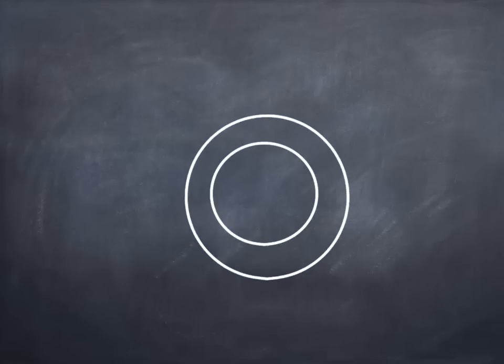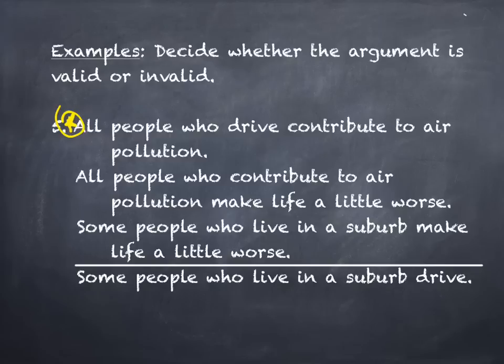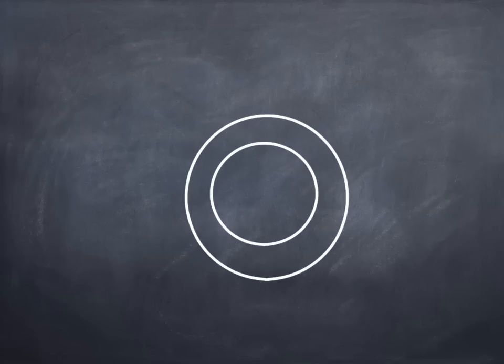Two circles within each other. Okay. And what is the inside circle going to say? Which one is it? Is it the air pollution or is it the people who drive? How do we decide? Which one's first? Yeah, people who drive. So this piece right here is going to go inside. So I'm going to write drivers. You can write people who drive if you want, but it's the same thing, right?